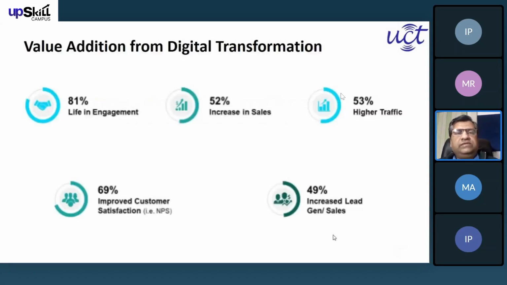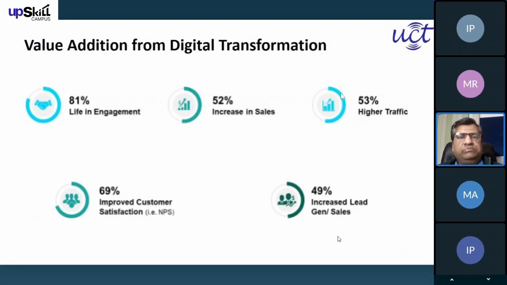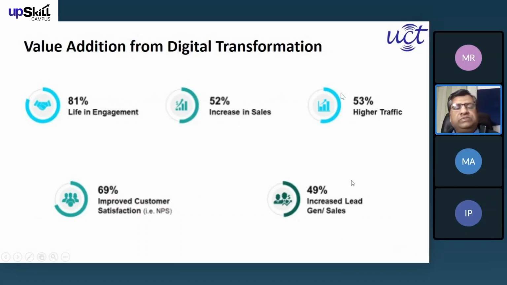So this is basically the value addition. Unless we do value addition, customer satisfaction cannot be achieved. So how do we do the value addition? 80% of the time we would achieve more in engagement. We would have a 50% increase in sales if we adopt digital transformation. 53% higher traffic of incoming queries, 69% improved customer satisfaction, 49% increased lead generation per sales. So these are the value additions that would be given by digital transformation.